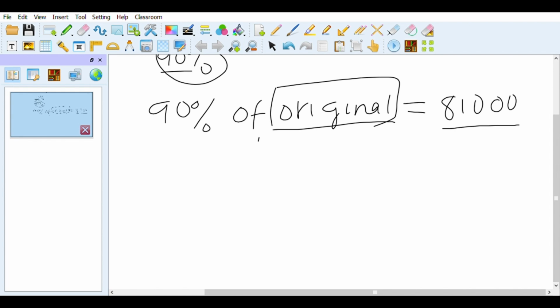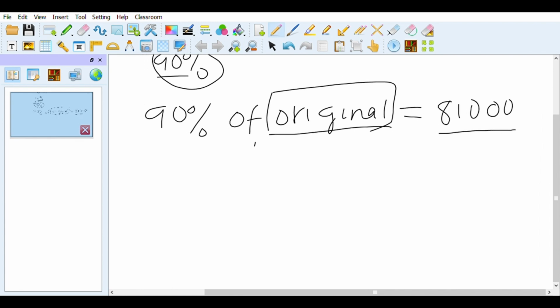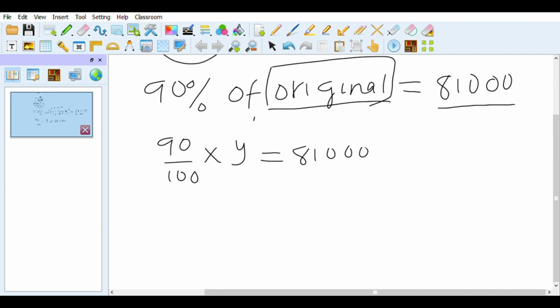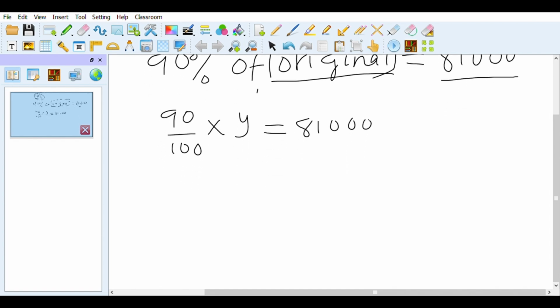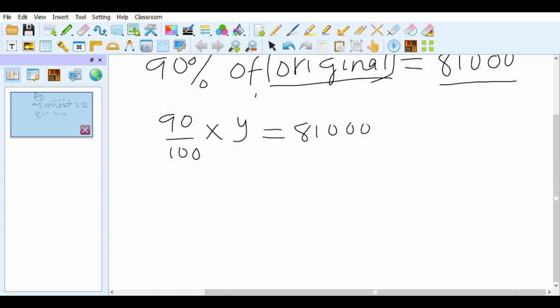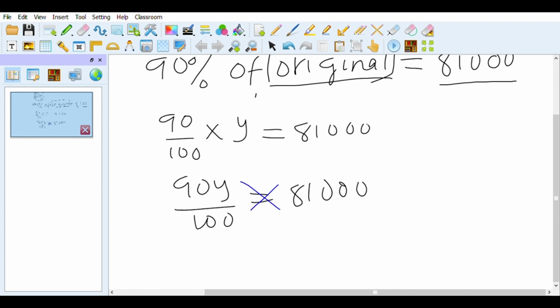Since we don't know the original price, we can just assume it as a letter. So let's say 90% means 90 over 100. Let's call that original price y, so 90 over 100 times y is equal to 81,000. These are fractions, so we can solve this fraction. The numerator is 90 times y, which is 90y. So 90y over 100 is equal to 81,000. What do you do here? You simply cross multiply. The numerator on the left hand side is multiplied by the denominator on the right hand side.